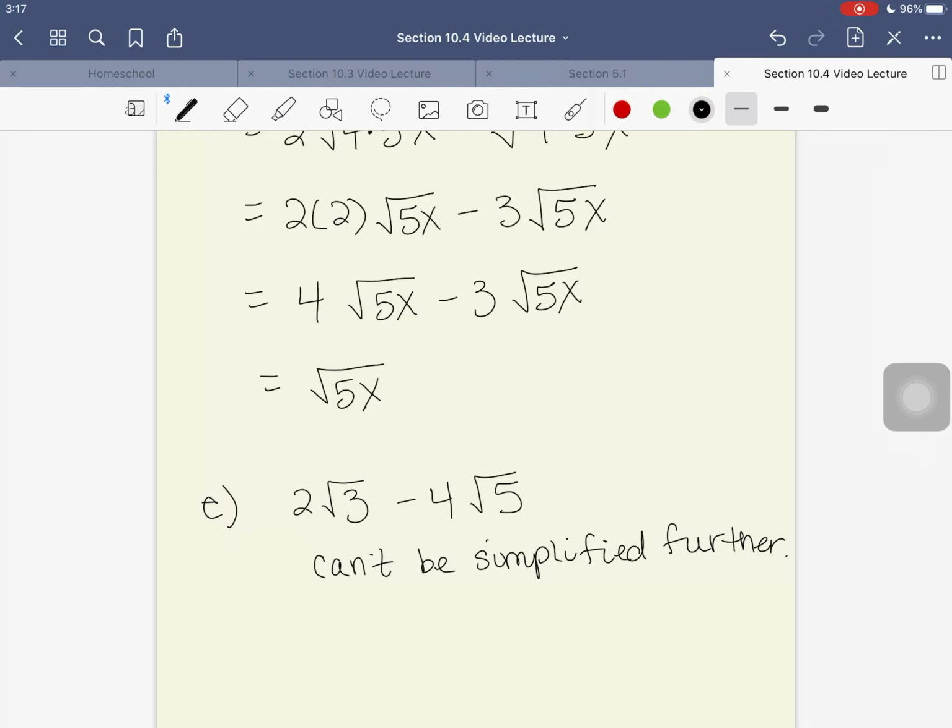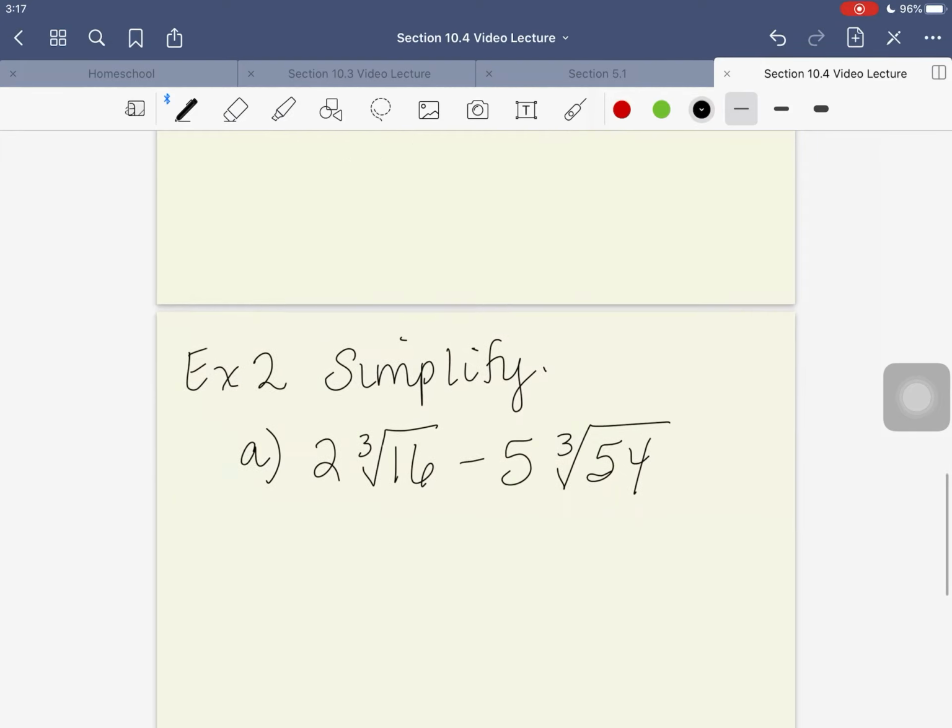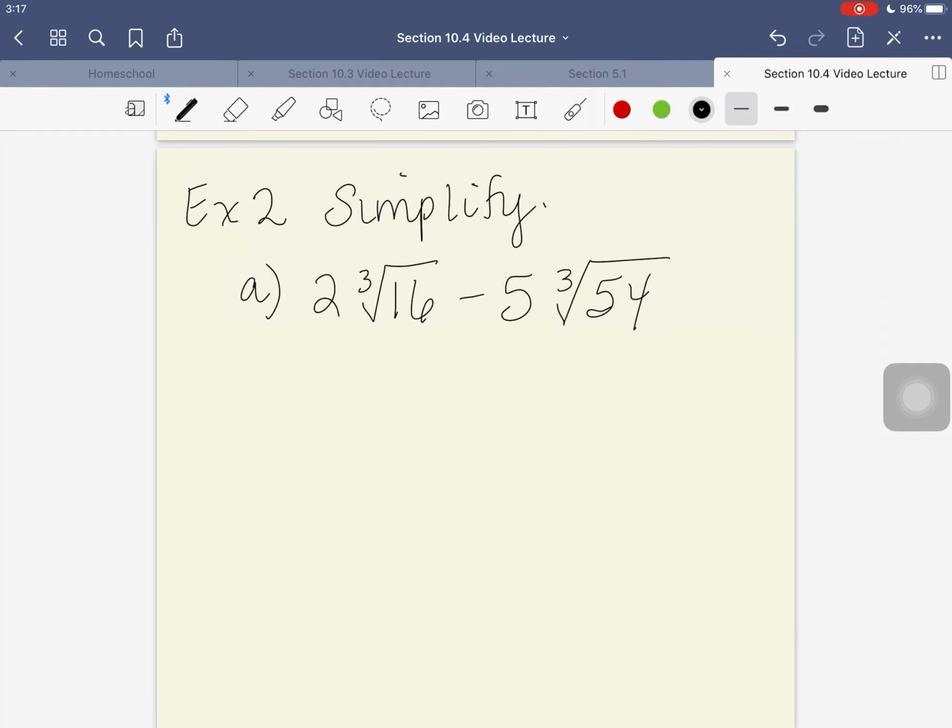All right. Example 2. Same thing. Here we just have a cube root instead of a square root. So the first thing you want to do is break it down into a perfect cube. So I can rewrite this as 2 cube root of 8 times 2. 8 is going to be that perfect cube within 16 minus 5 times the cube root of 27 times 2. 27 is that perfect cube.